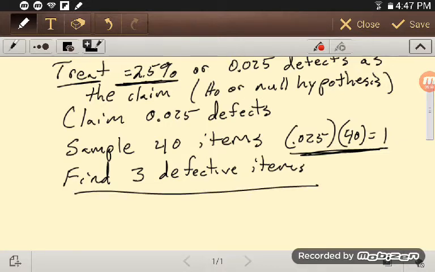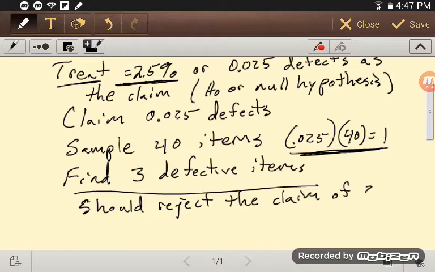Okay, so the question is, should I reject the claim of 2.5% defective? And on the surface it looks like, well, sure I should, right? Because I find 3 defective items. I wanted just 1 or fewer, 1 or 0, but I found 3.